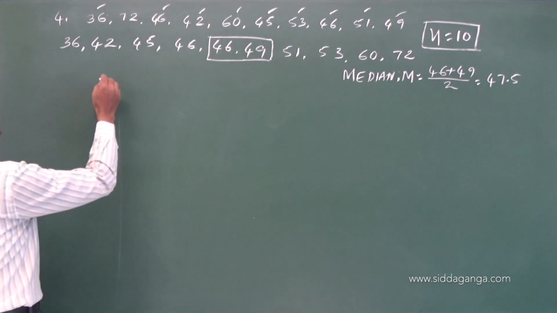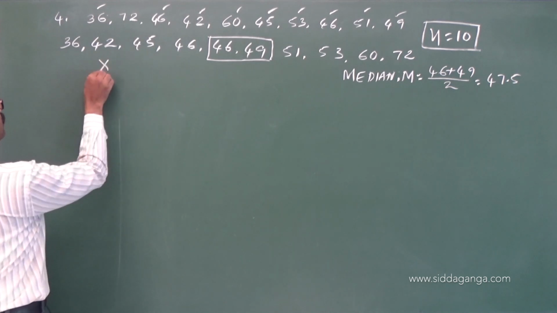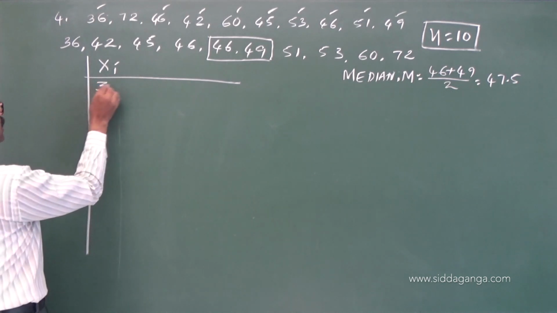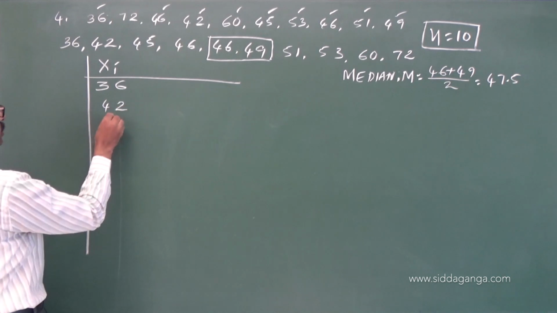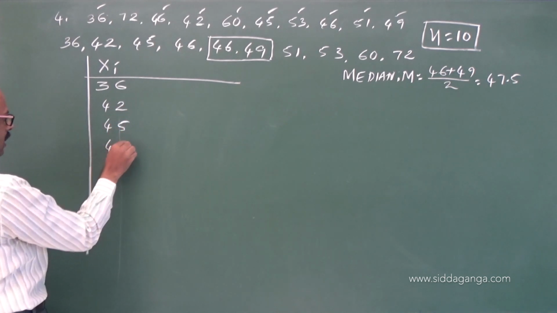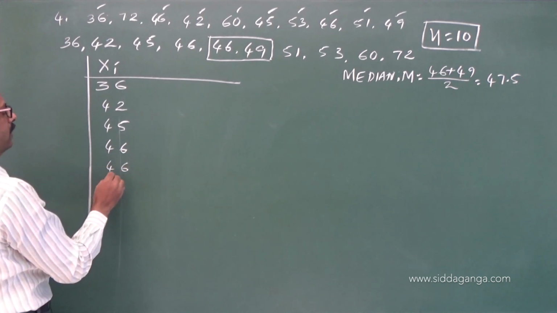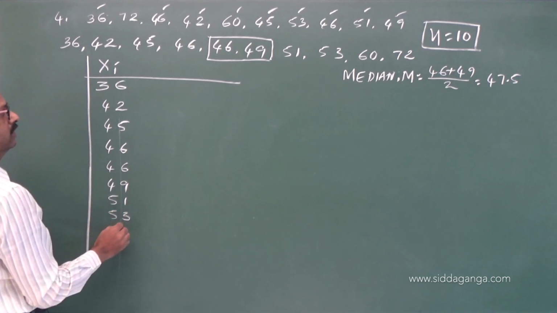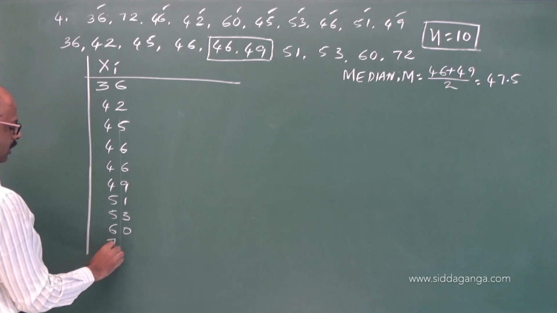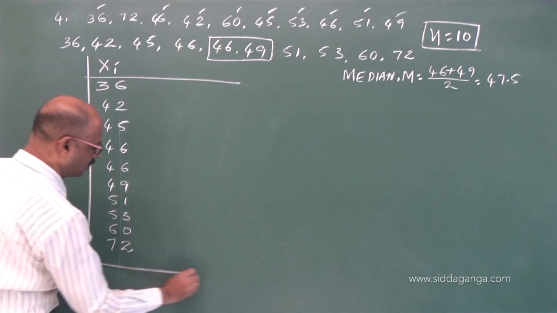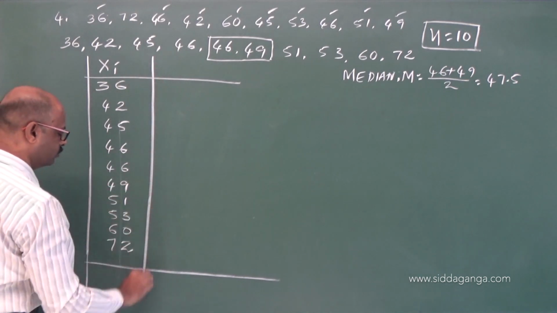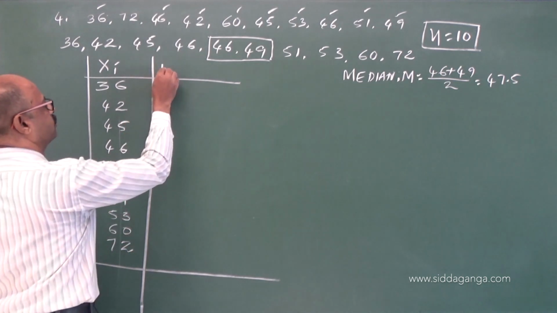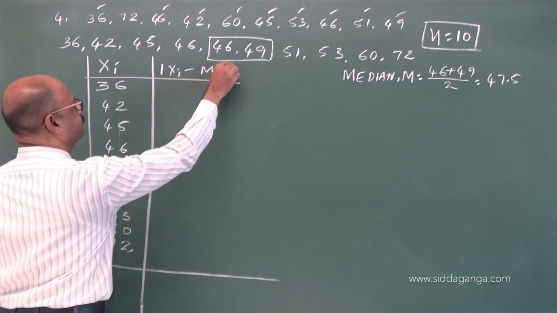Now we will denote the given numbers as xi: 36, 42, 45, 46, 46, 49, 51, 53, 60, and 72. These are called xi's, the given numbers. Now we will calculate modulus of xi minus m.